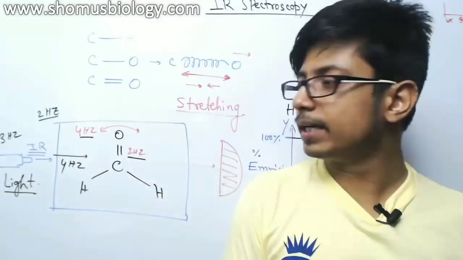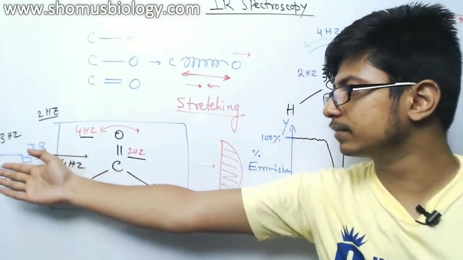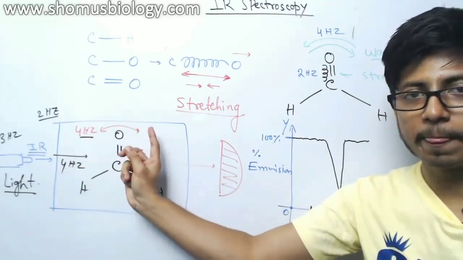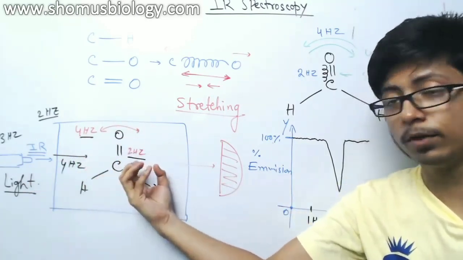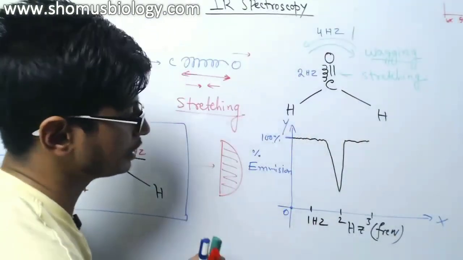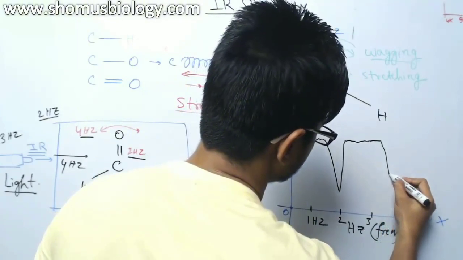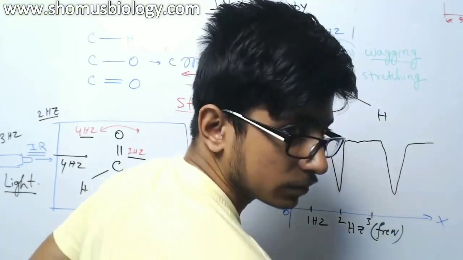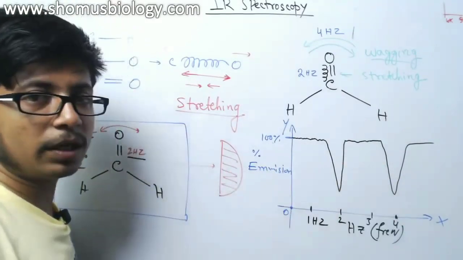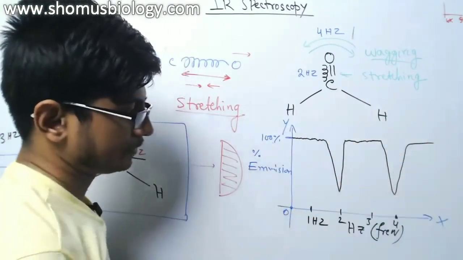Now finally it goes to 4 Hertz. Once it fires in the 4 Hertz, the frequency of the IR radiation, that is 4 Hertz, again induces the wagging movement. So most of it will be absorbed, very little will be emitted, acting as background noise. In that case also we'll see a drop at 4 Hertz.